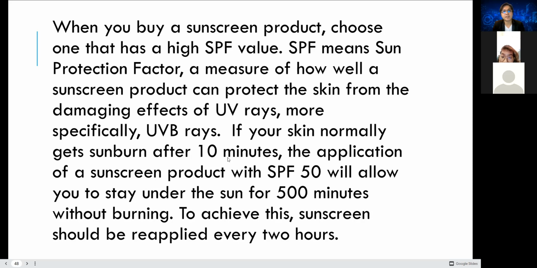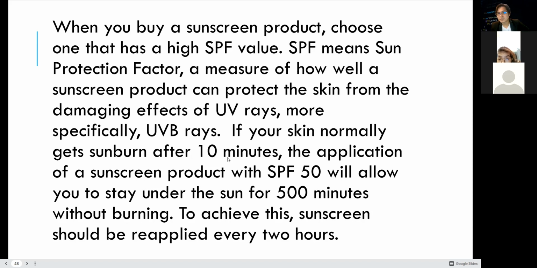When you buy sunscreen products, choose one that has high SPF value. Okay, SPF means sun protection factor. It is a measure of how well a sunscreen product can protect your skin from the damaging effect of UV rays, more specifically UVB rays. If your skin normally gets sunburn after 10 minutes, the application of a sunscreen product of SPF 50 will allow you to stay under the sun for 500 minutes without burning.